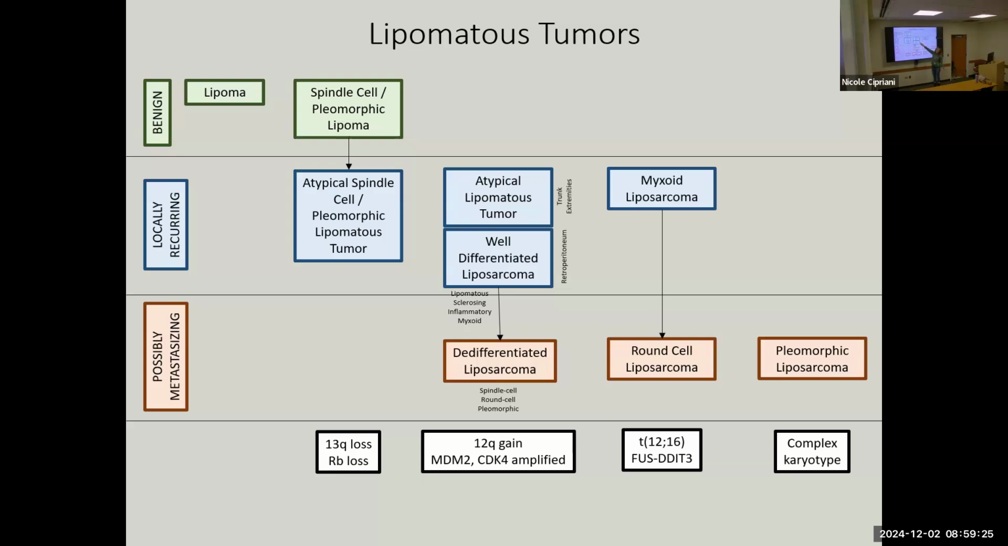That's already a low-grade sarcoma, essentially. If it goes bad, it's dedifferentiated liposarcoma. They all have MDM2, CDK4, chromosome 12 problems. Myxoid liposarcoma is your low-grade counterpart. Round cell is your high-grade. They all have the 12;16 FUS-DDIT3 translocation.